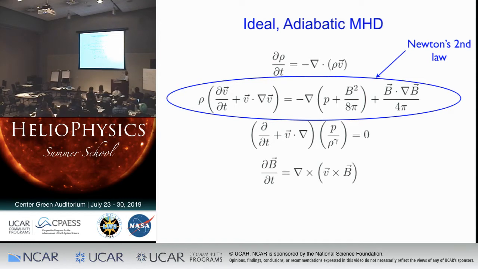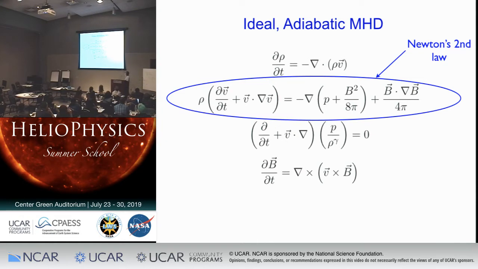Two other forces. The first is minus grad b squared over 8 pi. That's called the magnetic pressure force. What does it do? Well, it does the exact same thing that the pressure force does. It pushes from regions of high magnetic pressure to regions of low magnetic pressure. How do I know that it does the exact same thing as a regular pressure does? Well, mathematically, b squared over 8 pi is playing the exact same role that p does, right? We're taking minus grad of each of those. So it works in exactly the same way as pressure.